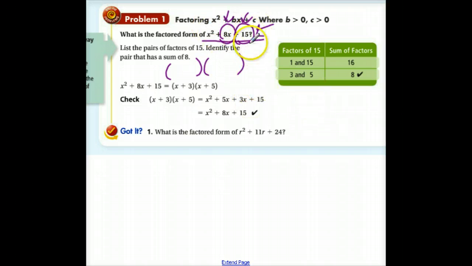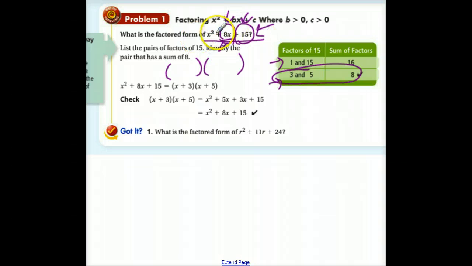So what they did is they first looked at 15. Well, what numbers can be multiplied together to get 15? Well, 1 and 15 and 3 times 5 equal 15. Okay, well, since we can only use one set of the numbers in our binomial, which ones have a sum of 8? Well, 15 plus 1 is 16 and 5 plus 3 is 8. This set of numbers will work.